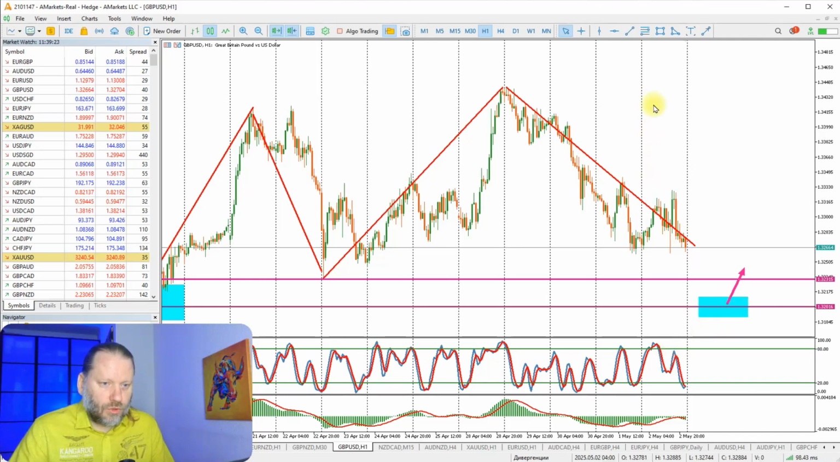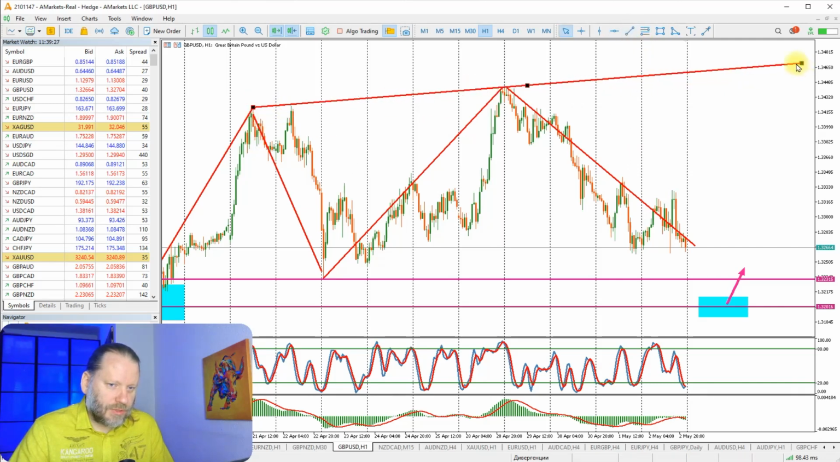On the British pound, we can do something else. We can also note this rising resistance line. It's also quite promising. If the price goes further up, then here we can sell and make money on the decline from this resistance line. By and large, we don't care where the price will go. The main thing is that when it reaches the reversal point, you can buy or sell and make a quick profit on it.